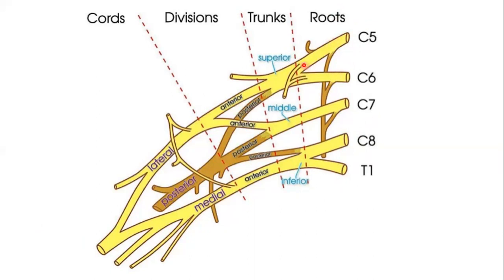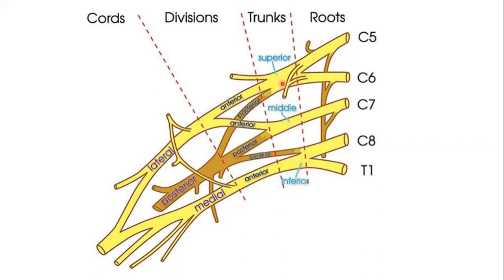Then the upper two roots combine to form the superior trunk, and the lower two roots combine to form the inferior trunk, and the middle root, that is C7, continues as such to form the middle trunk. So we have five roots, and from the five roots are formed the three trunks, namely the superior, middle, and the inferior. This is known as superior because it is situated in a higher position in the body relative to the other two. This one has an inferior position, hence the name, and this one is present in between these two. That's why it is known as the middle trunk.